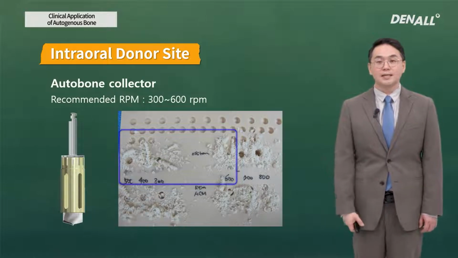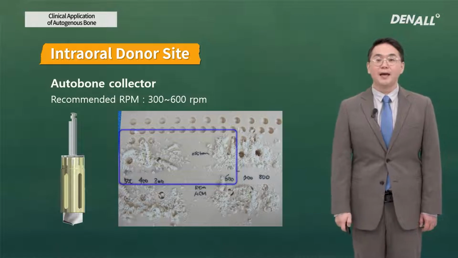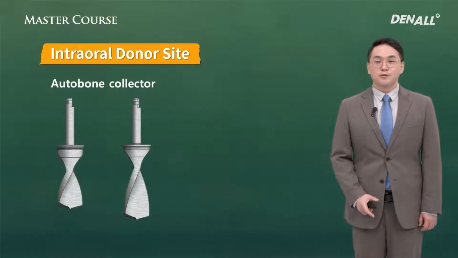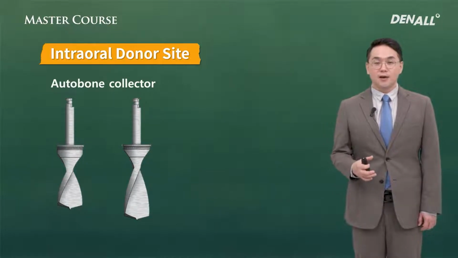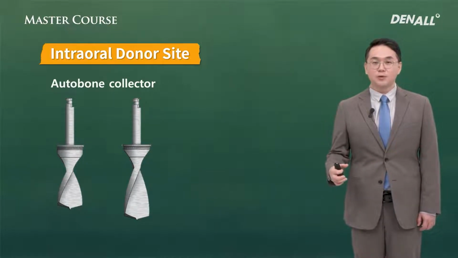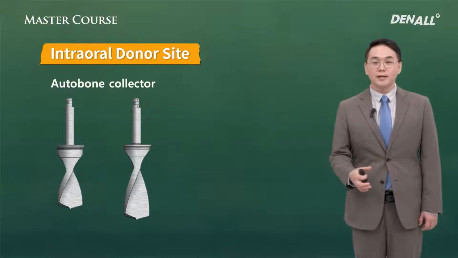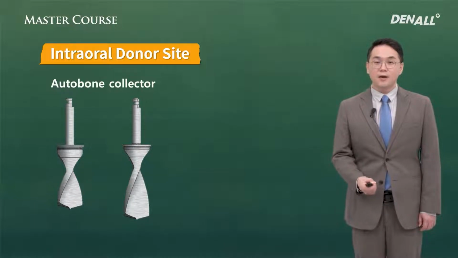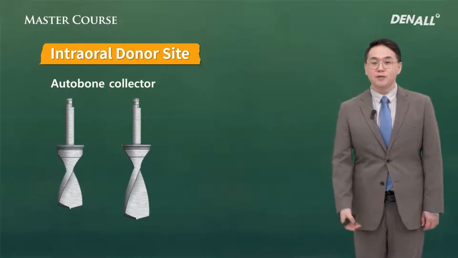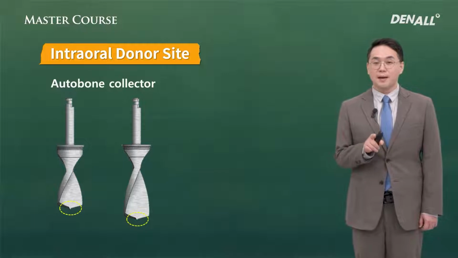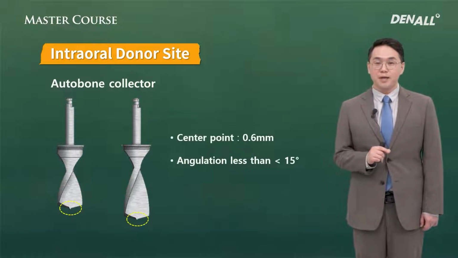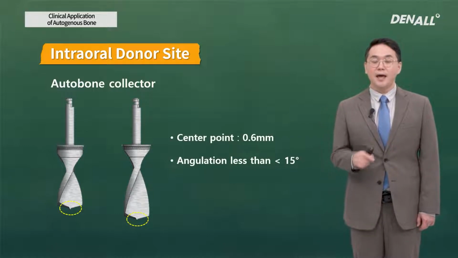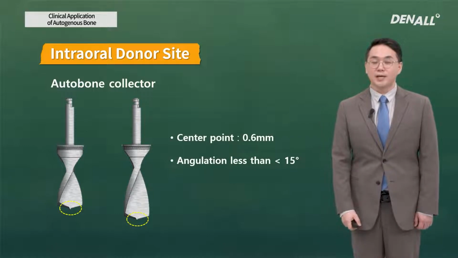In the cortical bone, I get the sawdust type particles in the size of 2 to 3 millimeters. The auto bone collector can use big diameter drills like 5, 6, or 7 pi without pre-drilling in the cortical bone. A drill may slip or bounce. To prevent that, they designed a 0.6 mm long center point at the end of the autobone collector drill. It stabilizes the rotation of the drill at the center.